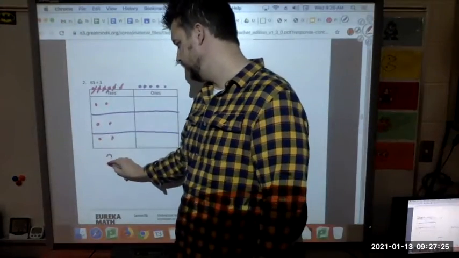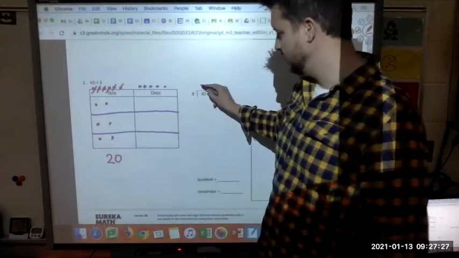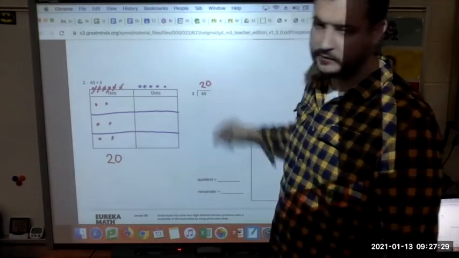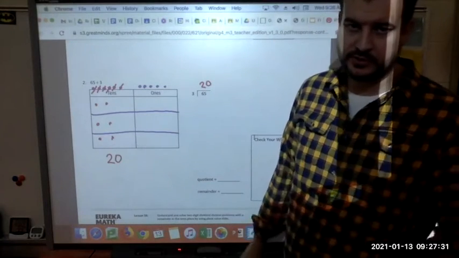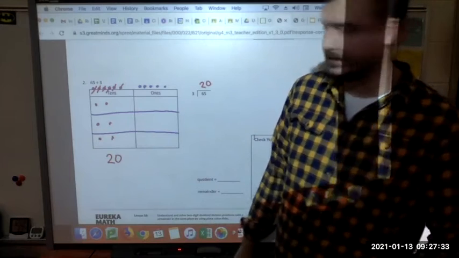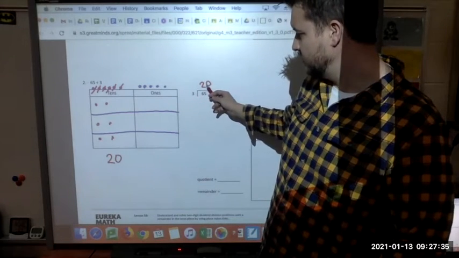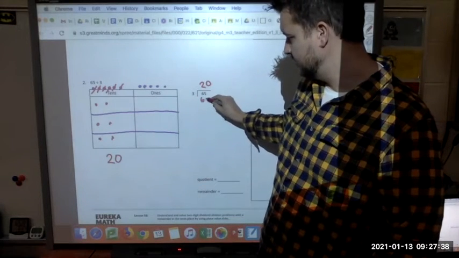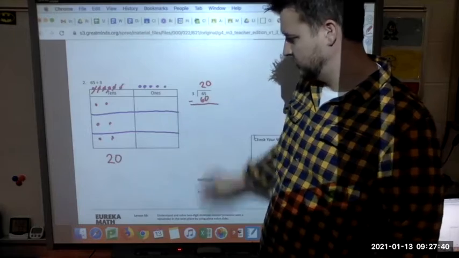So 20 is going to be part of my quotient. What we're doing over here is called partial quotients. We're getting part of the answer at one time. 3 times 20 equals 60. I'm going to subtract.